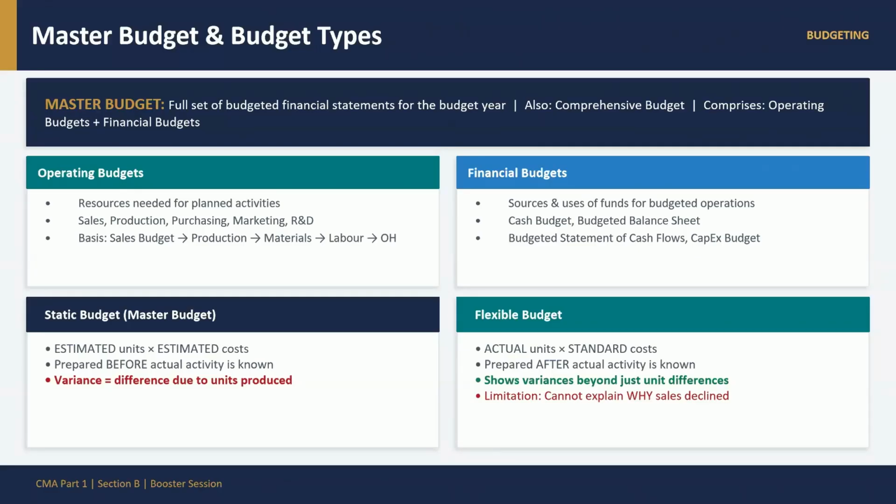The flexible budget will show us variance in estimated costs, not in the estimated units, because we are adjusting the budget from estimated units to the actual units that have taken place. The limitation is that it cannot explain why sales declined. That means there was a change in units. 1000 units was what I estimated, but I was able to achieve only 800 units. Why did I lose 200 units? This reason we will not come to know in the flexible budget.